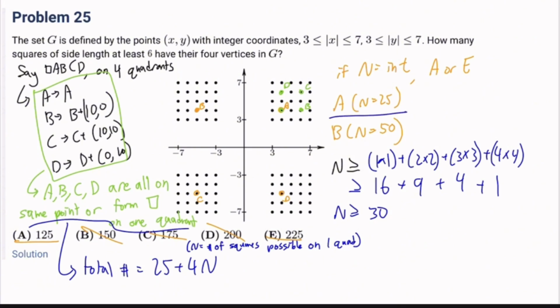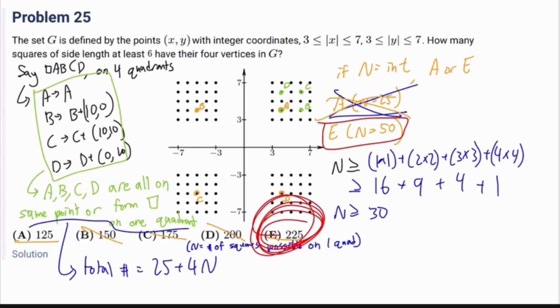That means n equals 25 is impossible. Sorry, this is not B, this should be E. Since A is not possible, that means E is the only answer. That means this is the answer, it's E. So that was it for the AMC 12B from the year 2009, and thank you for watching.